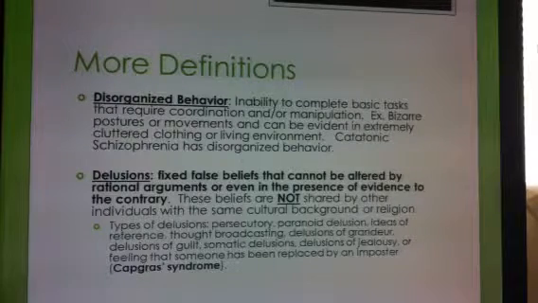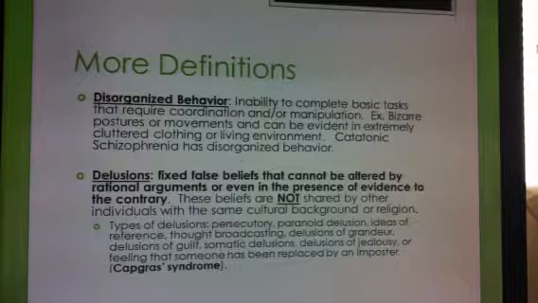Also, really important, these beliefs are not shared by the other individuals in their cultural background or religion. So if on your exam it says that a patient's having some sort of strange beliefs, but it's shared by their friends, family, people in their cultural background, then it's not a delusion. It's some sort of cultural belief.